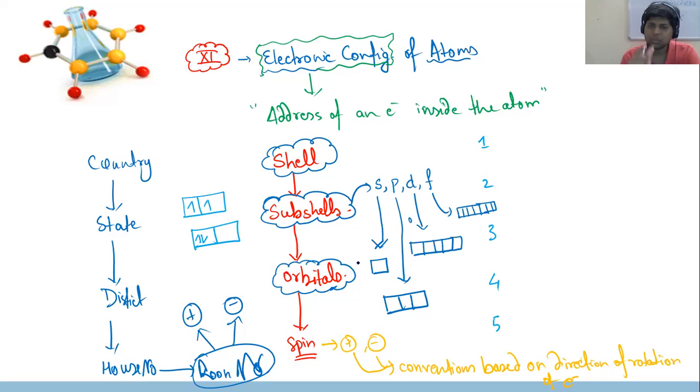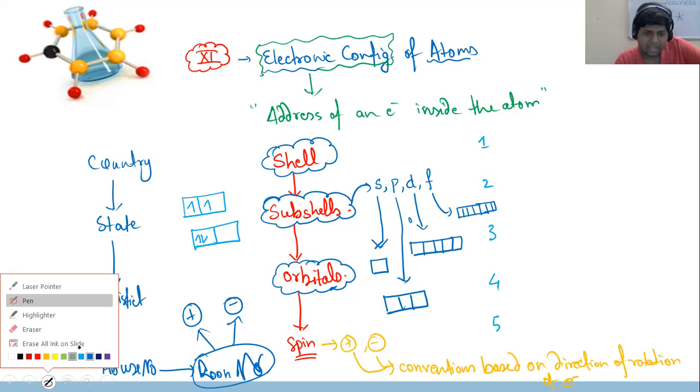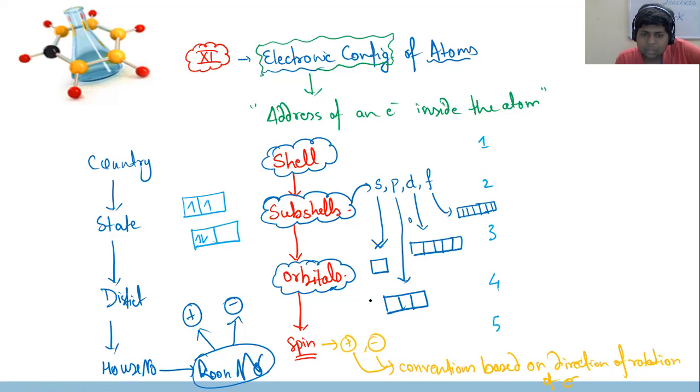So in s there is one box, one orbital. In p there are 3 boxes, 3 orbitals. Everyone understood? And in each orbital 2 electrons can be accommodated. So the s subshell can contain 2 electrons. The p subshell in total can contain 6 electrons. Similarly, here it will be 10, and here it will be 14. Is everyone understanding?